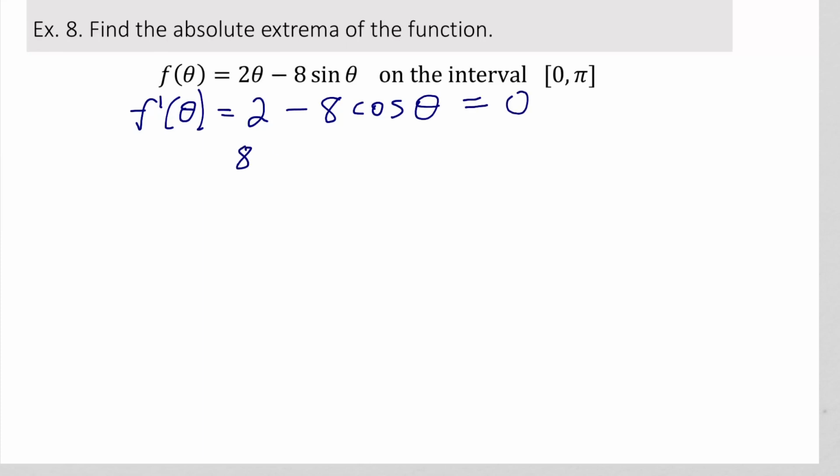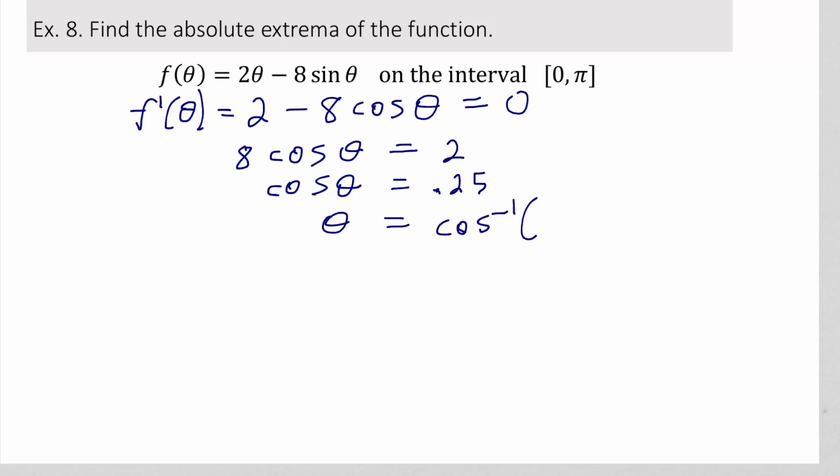So 8 cosine of theta equals 2. Cosine of theta is 1/4. Let's just say 0.25. So that means theta would be the inverse cosine of 0.25. So I would type that into my calculator. All right, let's work in radians. This is 3.14 radians. All right, so theta, the inverse cosine of 0.25, typing that in, I get 1.253181 radians.